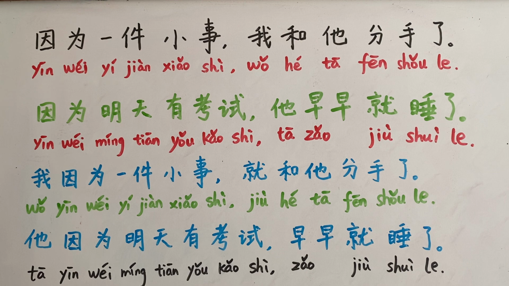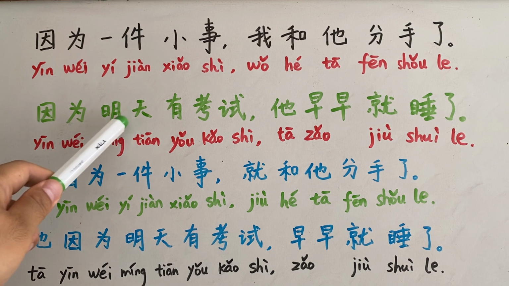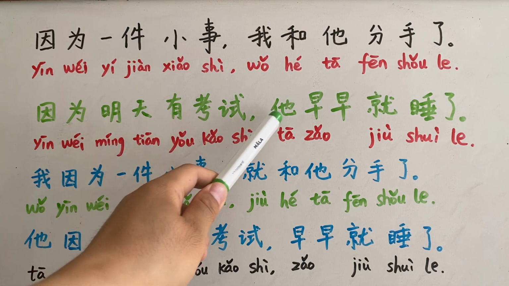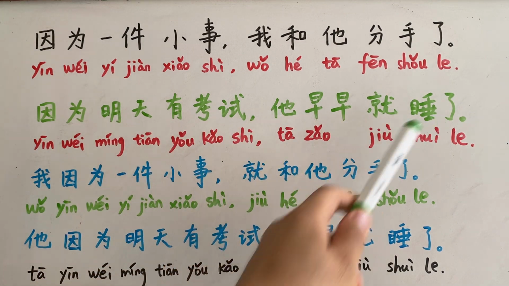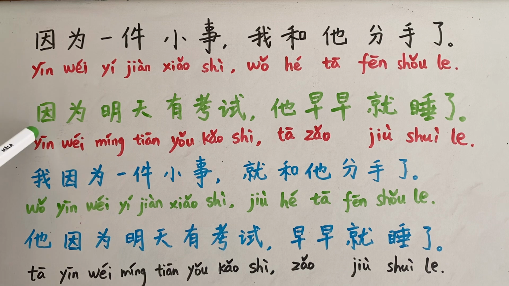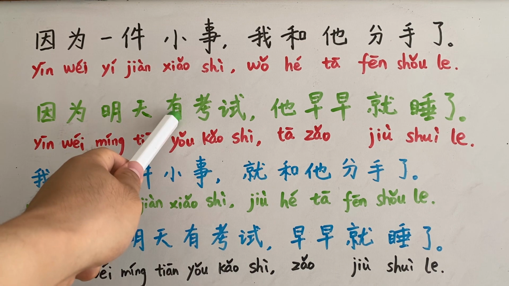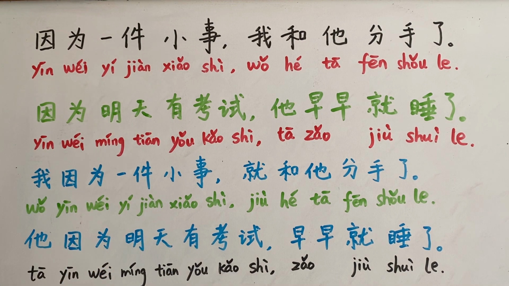Alright? And the second sentence, 因为明天有考试，他早早就睡了。因为, we put this 因为 at the beginning of the sentence. 因为 means because. 明天 means tomorrow, right? 明天有考试, 有 means have, right?